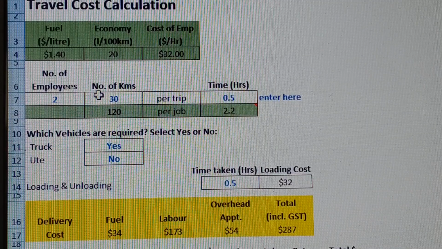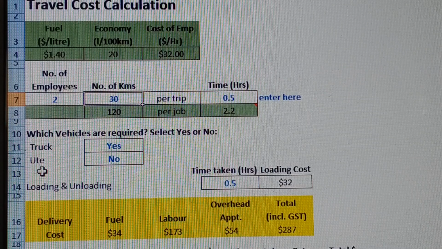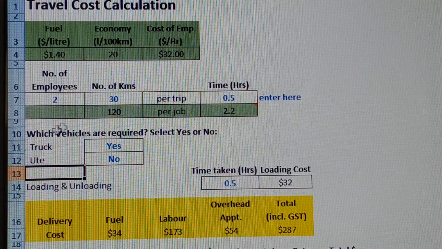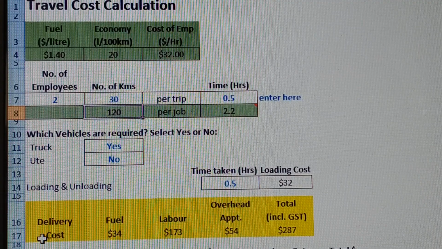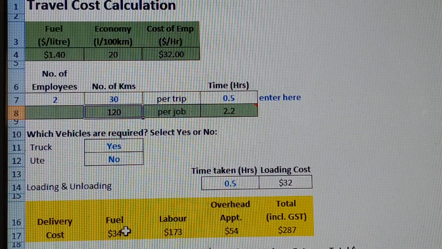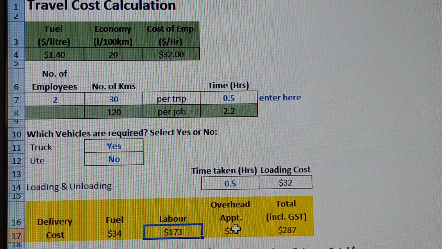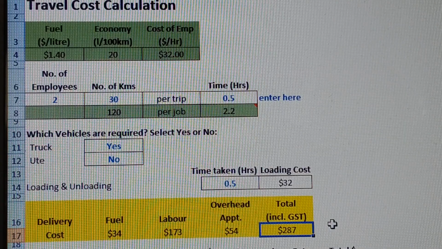So that then multiplies out by the 30 kilometres. But remembering that there's 2 return trips. A lot of people don't remember the fact we still have to come and pick it up afterwards. And so that is actually all round 120 kilometres. So in this instance, you see the actual total delivery cost is worked out as fuel, labour, overhead apportioned, and the total is there for $287.